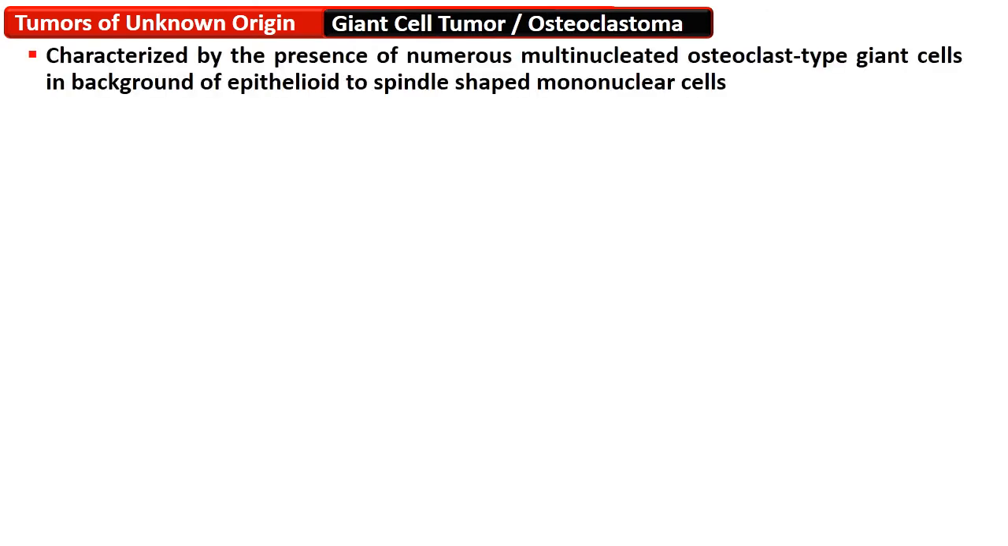Giant cell tumors of the bone are also termed osteoclastoma. They are characterized by the presence of numerous multinucleated osteoclast-like giant cells in a background of epithelioid to spindle-shaped mononuclear cells.